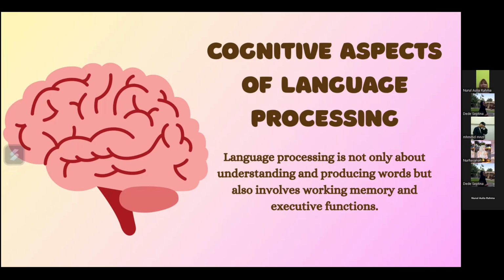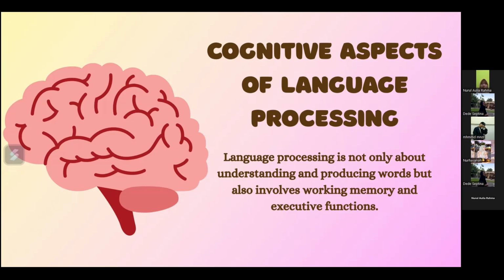For example, a sentence like "the book that the boy borrowed from the library was new" requires the brain to hold multiple pieces of information and make connections between them, a process dependent on working memory.